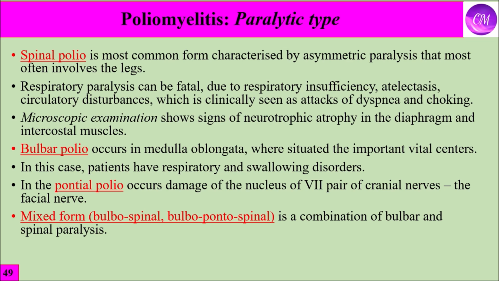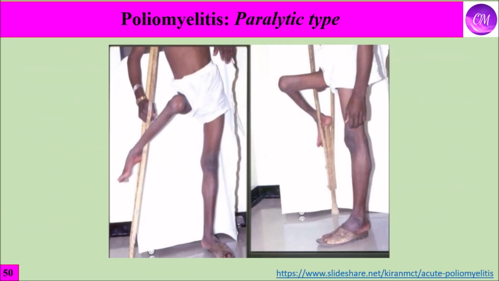Bulbar polio occurs in the medulla oblongata, where the important vital centers are situated. In this case, the patients have respiratory and swallowing disorders. In pontine polio, damage occurs to the nucleus of the 7th pair of cranial nerves, the facial nerves. And the mixed form, bulbospinal or bulbopontine spinal, is a combination of bulbar and spinal paralysis. And here you see the illustration of patients with the paralytic type of polio.